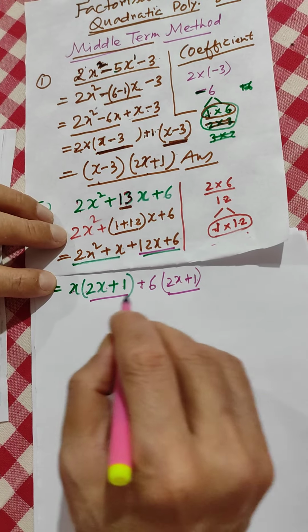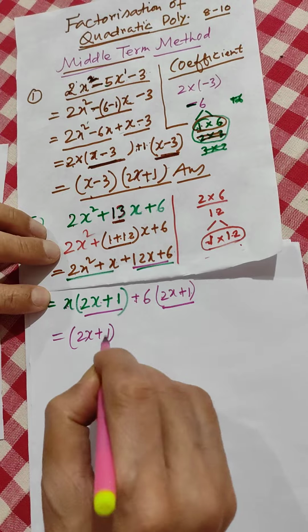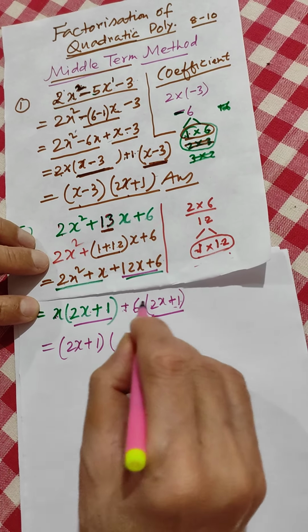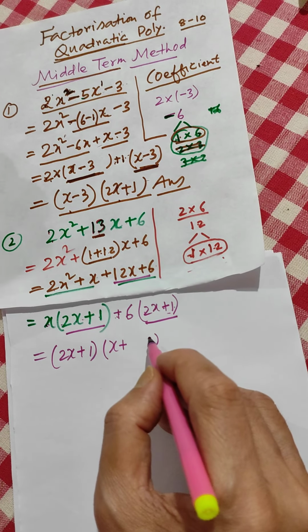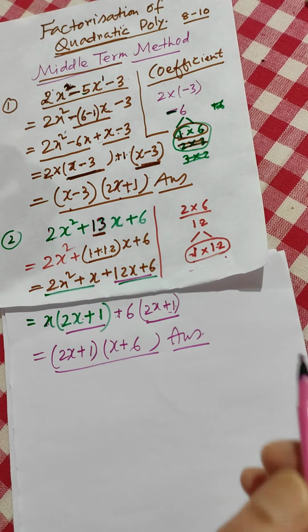Now these two are the same, so that is common. 2x plus 1 is common, and the other bracket contains x plus 6. So 2x plus 1 into x plus 6. This is the answer. Is it clear?